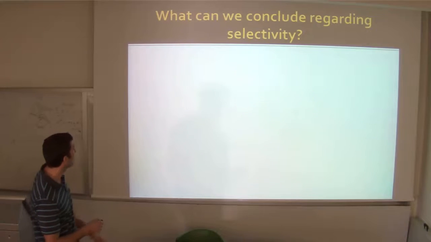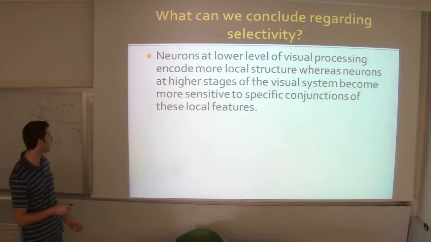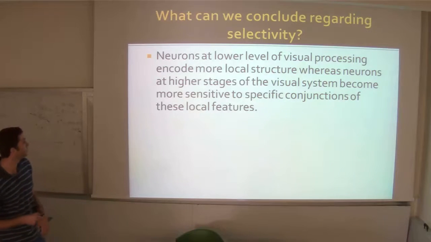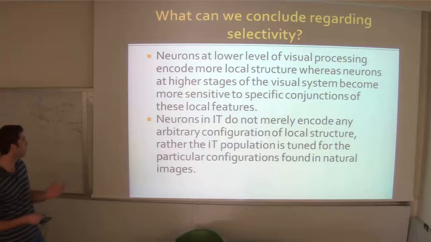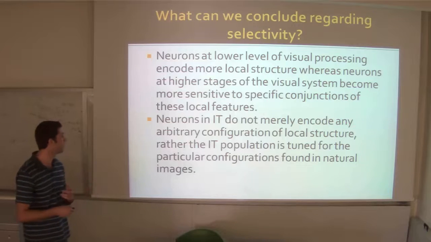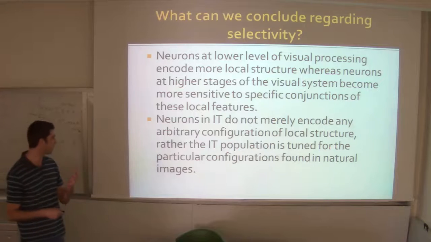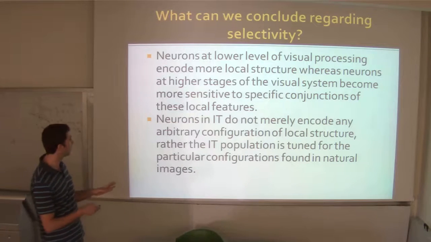So to conclude regarding selectivity, what can they say? They can say that neurons at lower levels of visual processing encode more local structure, whereas neurons at higher stages of the visual system become more sensitive to specific conjunctions of these local features. And neurons in IT do not merely encode any arbitrary configuration of local structure. Rather, they are very tuned to a particular configuration found only in the natural image. So that was regarding selectivity.